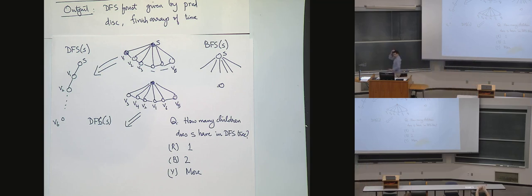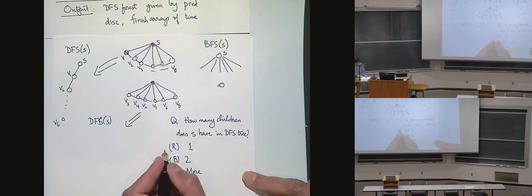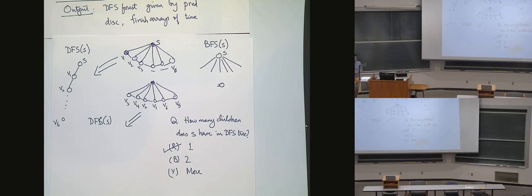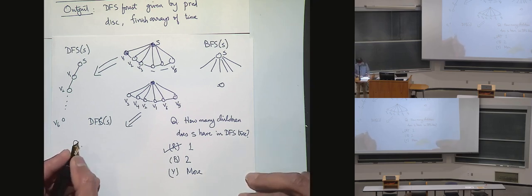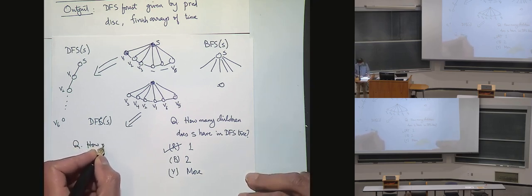Okay, so what is the answer? Okay, so there's actually a little bit of disagreement on the answer. The answer is 1. There's only one child. And what is that one child? V1. It's going to have one child, V1. Okay, next question. I'll draw out the tree then.